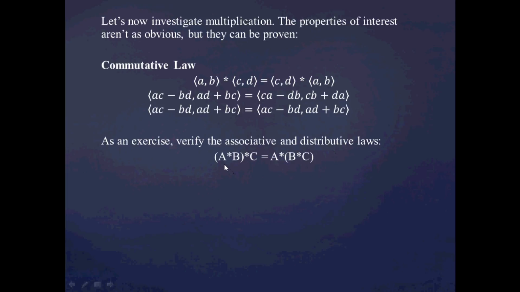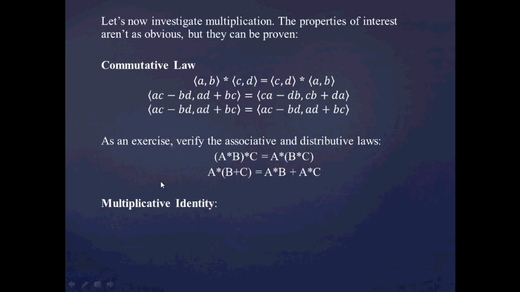And just to remind you what the associative law is, so I have three complex numbers, A, B, and C. The order in which I multiply them doesn't matter. I could do A, B first, and then multiply the result times C. Or I can multiply B and C first, and then multiply that by A. And then the distributive law, that's pretty obvious.